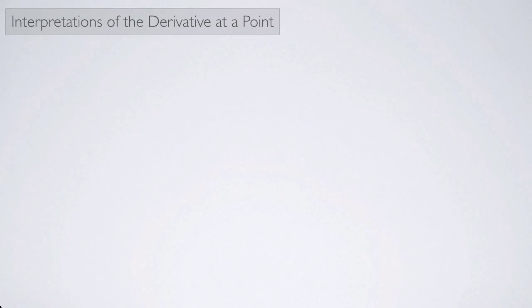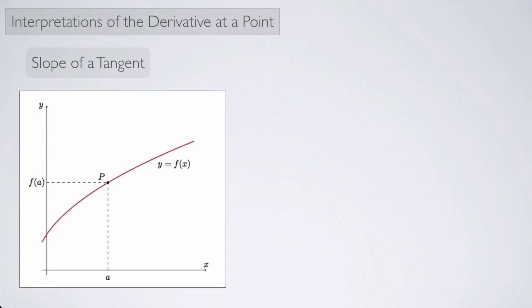Let's look at several ways that we can interpret the derivative at a point. One way is the slope of a tangent, and this is the way that we've looked at already a few times. Imagine we have a function y equals f of x, and I were to pick a point P and label the coordinates of P as being a and f of a.